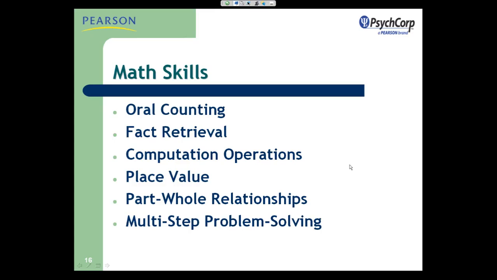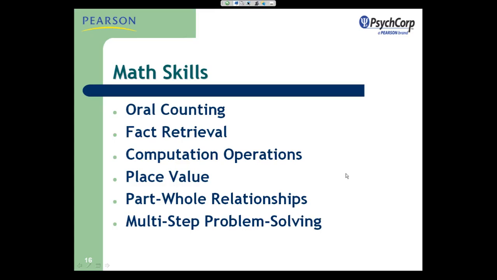So if you look at the skills that we're measuring with the PAL-2, we start out with oral counting, basic one-to-one correspondence, moving to fact retrieval. And ultimately, with fact retrieval, just like reading words, you want that to be effortless. You want it to be automatic. You also want the individual to be able to perform different operations, adding, subtracting, and again, you want the individual to perform at a level of automaticity or fluency.